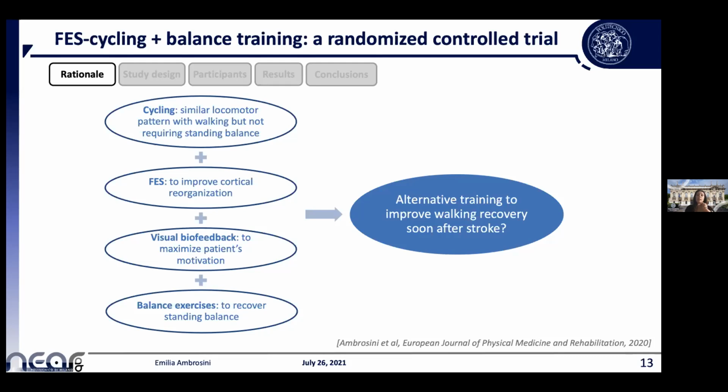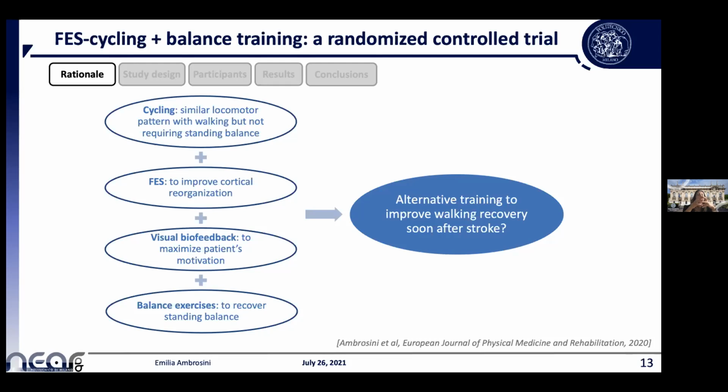So first of all, as I said before, we propose cycling since it is characterized by a similar locomotor pattern with walking, but does not require balance, standing balance. So it is safe to apply in a very early phase after stroke. We added FES in order to improve cortical revitalization and neuroplasticity thanks to the augmented proprioception induced by FES. We also added a visual biofeedback in order to maximize patients' motivation.